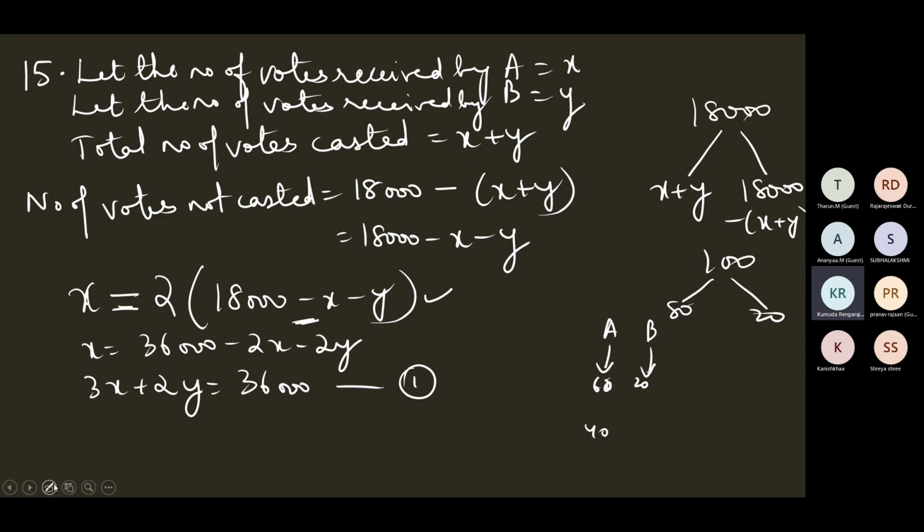And this number was later equal to twice its majority over B. Now, what should I write? What is A's majority over B? X minus Y. A's majority over B is X minus Y, the difference in votes, that's all. Majority is the difference in votes. So A's majority over B is X minus Y. Twice its majority over B is 2 into X minus Y, correct?